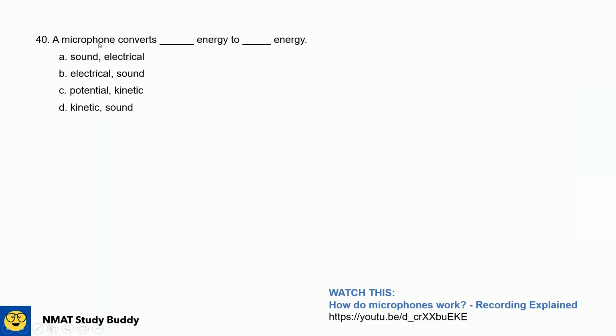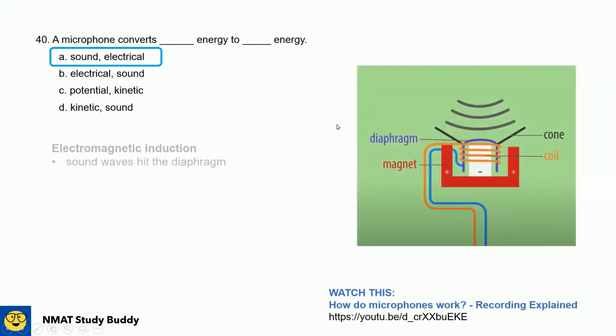Number 40, a microphone converts blank energy to blank energy. So the correct answer here is letter A, from sound energy to electrical energy. So how does a microphone work? The microphone uses what we call electromagnetic induction. So first, the sound waves will hit the diaphragm. This diaphragm can be found inside the microphone.